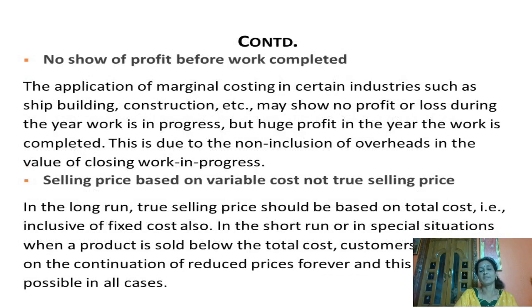No show of profit before work is completed. The application of marginal costing in certain industries, such as shipbuilding, construction, etc., may show no profit or loss during the year the work is in progress, but huge profit in the year the work is completed. This is due to the non-inclusion of overheads in the value of closing work in progress. So, this also is one of the main drawbacks, since in the work in progress the overheads are not included. Whatever cost has been incurred in certain industries, especially construction and shipbuilding, it may show no profit or no loss during the year where the work is in progress. But what happens suddenly after the completion of the work?